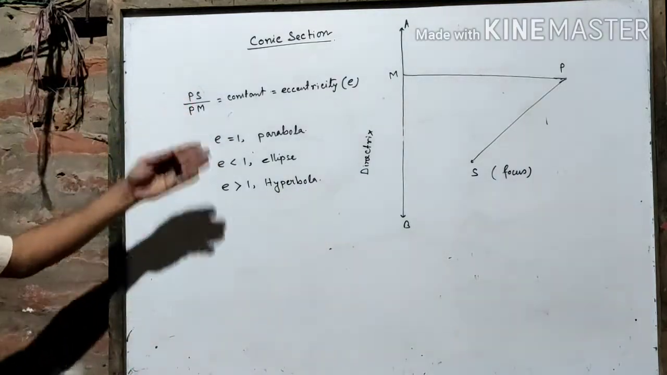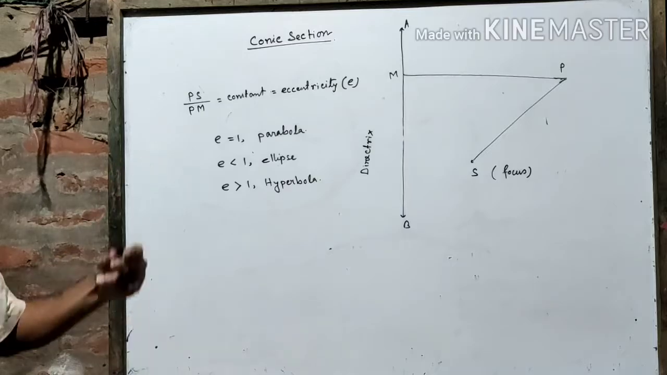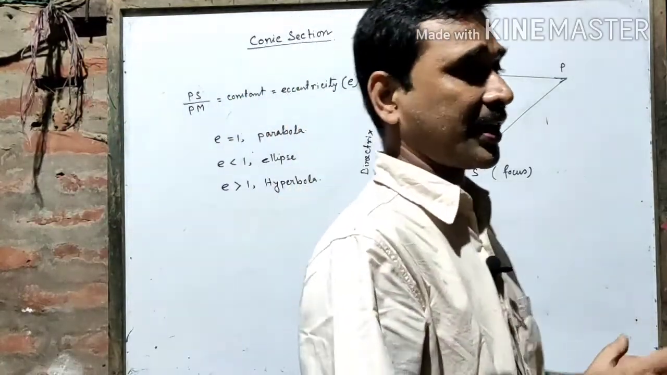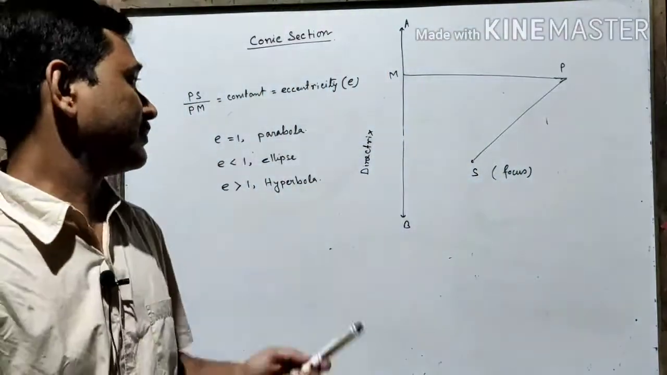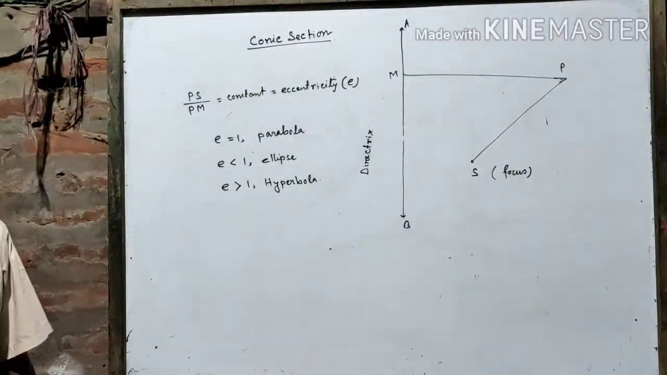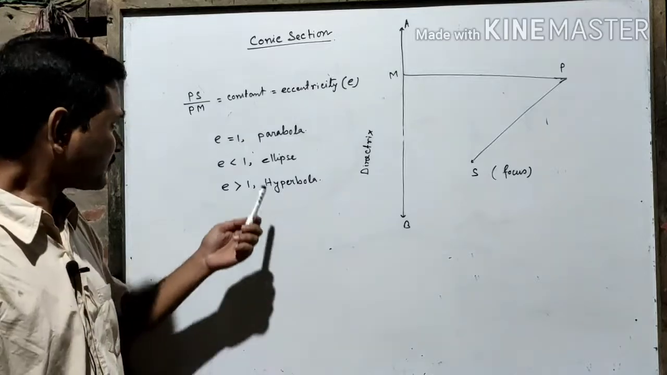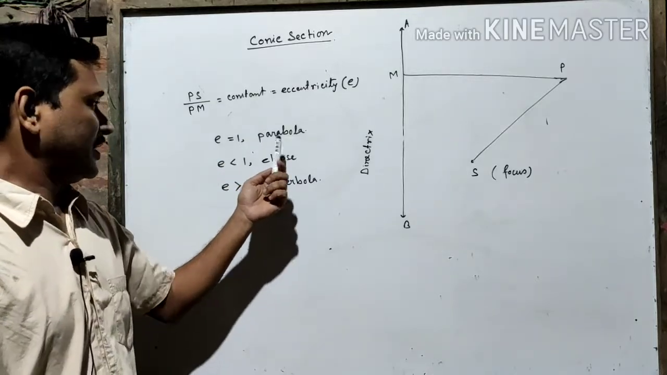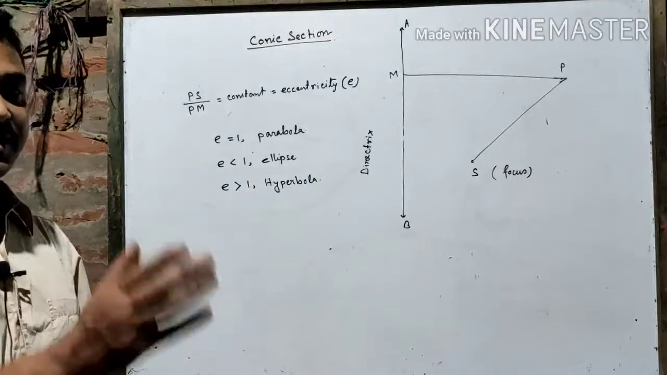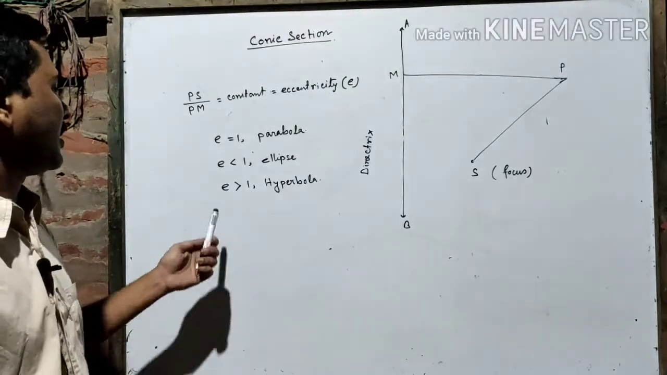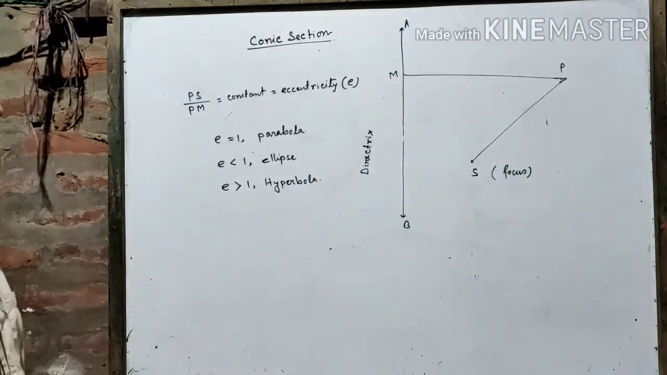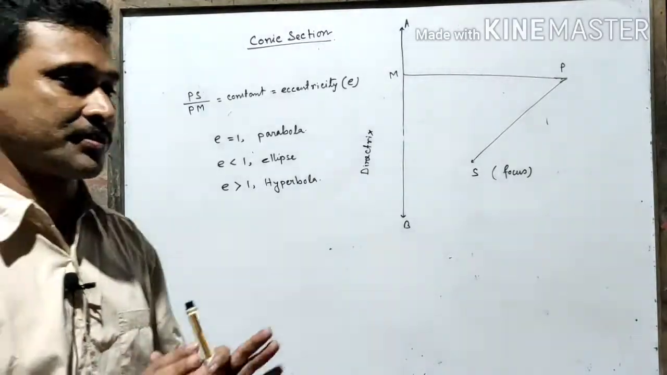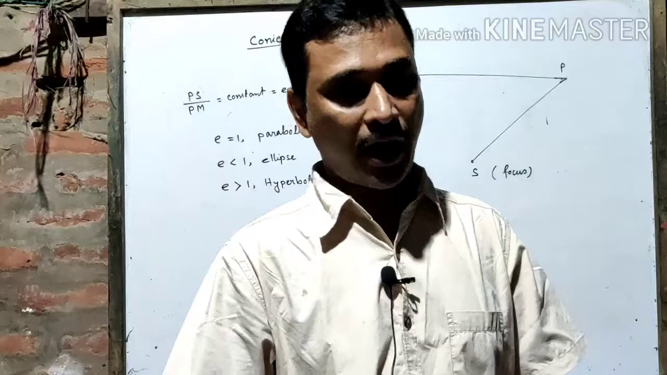Okay, so there are three types of conics. Now, what about circle and point? Circle and point are special cases of ellipse. Point is a degenerate case, and circle is a special case. E is equal to 1: parabola. Straight line is a degenerate case of parabola. Pair of straight lines is a degenerate case of hyperbola. So basically there are three types of conics: ellipse, parabola, and hyperbola.